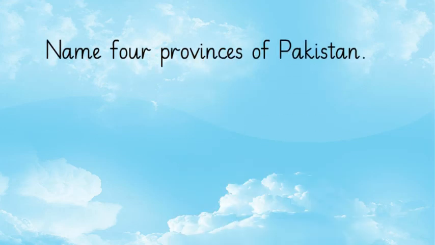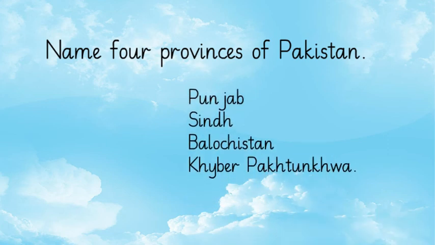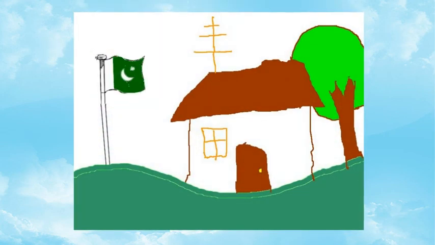My next question is, name 4 provinces of Pakistan. Good job! 4 provinces are Punjab, Sindh, Balochistan and KPK, Khyber Pakhtunkhwa. Now I hope you enjoyed the lesson and learned many things about our homeland.